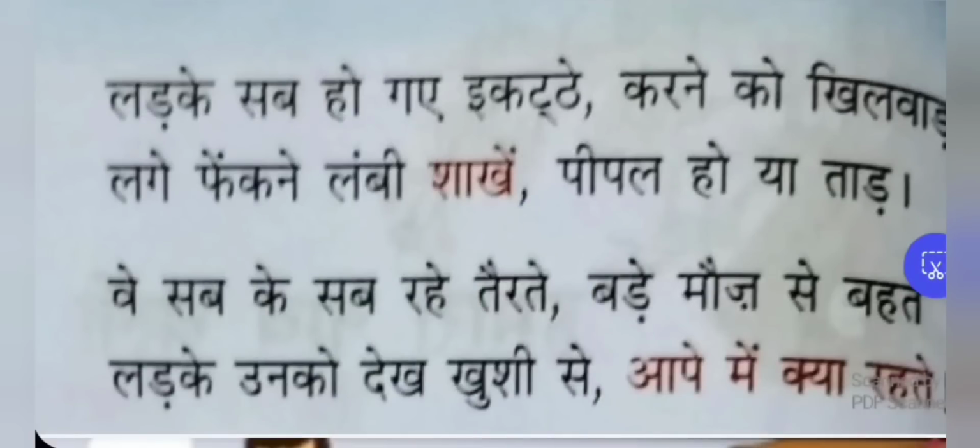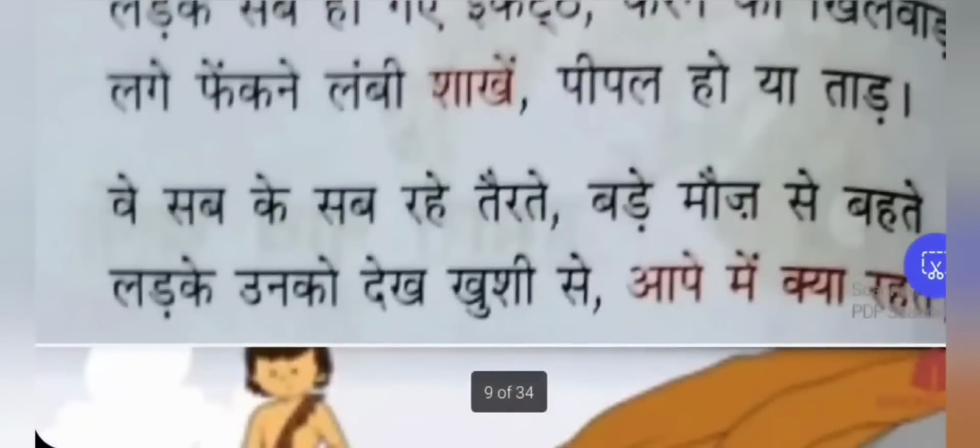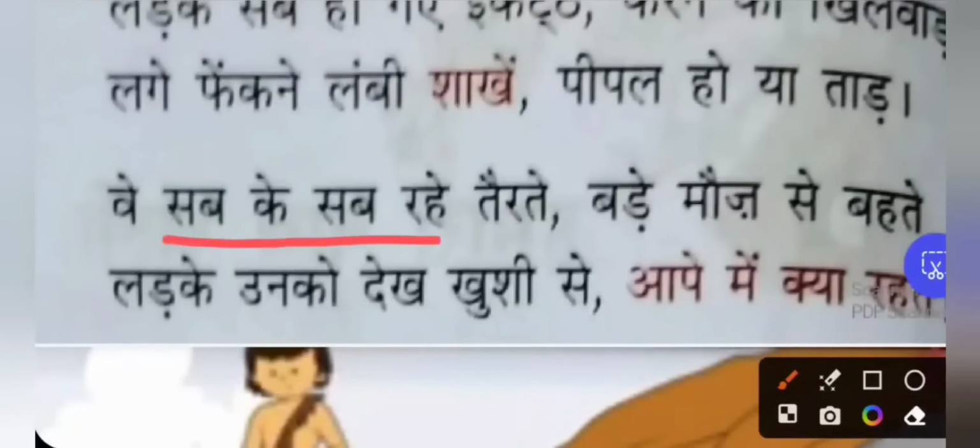So वे सब के सब रहे तैरते, बड़े मौज से बहते, लड़कों उनको देख खुशी से आपे में क्या रहते. So all the branches were floating. Sabke sab means all the branches were floating on the water, as if enjoyingly they were floating. Bade mauj means enjoyingly they were floating.